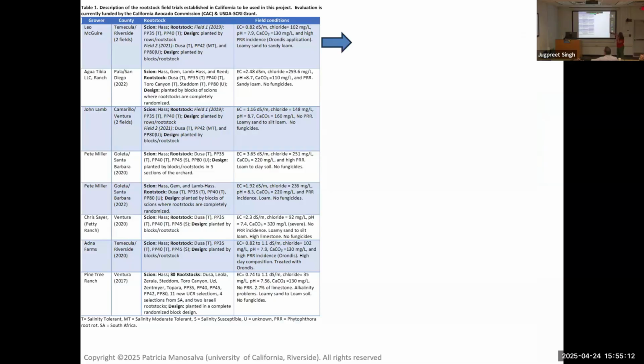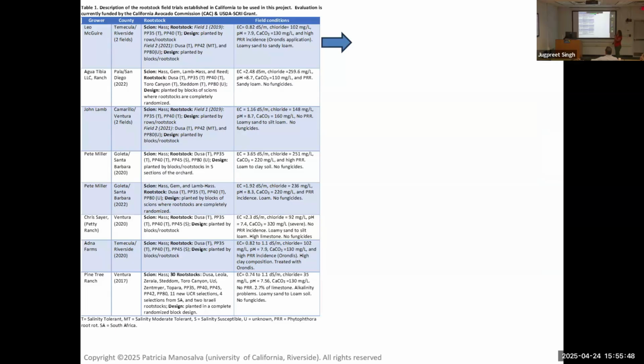So this is just a couple of examples of the ones that have really high salinity. This is a rootstock scion trial that is the replication from here. It was established in 2022. The EC, the electrical conductivity for salinity, is 2.4. Chloride is almost 259. pH 8.7. You can see the pH is super alkaline. They have a lot of calcium carbonate. Soil ranges from loamy sand, sandy loam, to clay soils.